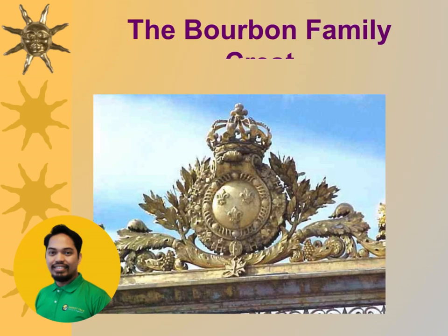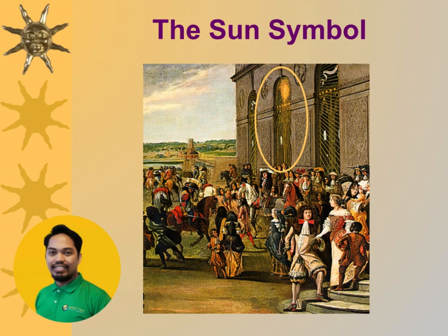This Bourbon family crest is very particular and very special in King Louis's time, because this has served as a symbol, as a crest, in all of his reign, and this also would show that he has the absolute power over his people. And as you can see, this sun symbol is also put in front of the gate or in front of the palace to symbolize the power that he has at that time.